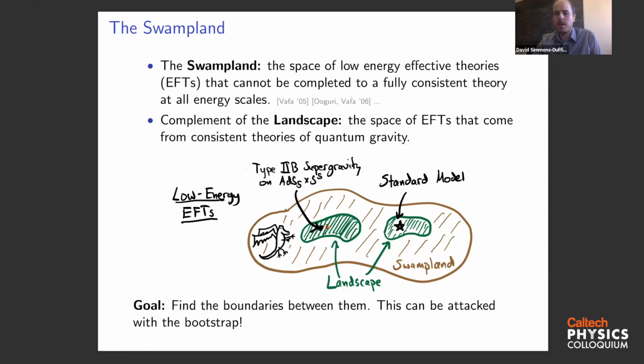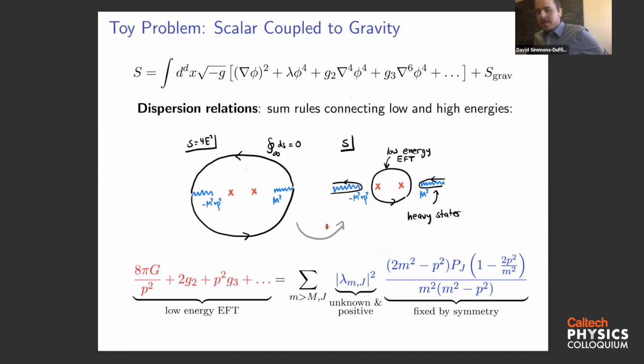Okay. So instead of talking about gravity, I'm actually going to talk about a more toy problem, which is a scalar field coupled to gravity. That's because the formulas are simpler, and also because we haven't completely worked out the gravity case, my collaborators and I. So we're going to be looking at a scalar field coupled to gravity. It has this action. And the analogous question for this theory is, are there bounds on these higher derivative terms in the scalar field action? So G2 and G3 and so on.